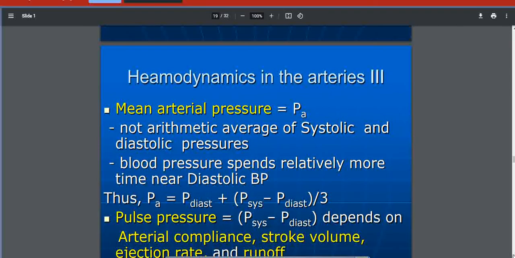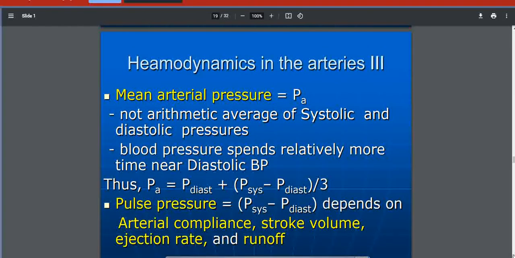Now let's check on the hemodynamics in the arteries 3. Here we are going to check on the mean arterial pressure, and see how we can relate it with the diastole and systole, and how we can deduce the mean arterial pressure from the diastolic pressure and the systolic pressure. Blood pressure spends relatively more time near diastolic pressure. That is why, when calculating the mean arterial pressure, our calculation will mostly be talking about diastole.